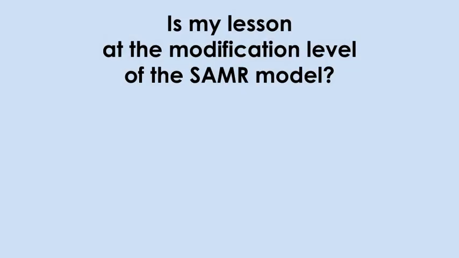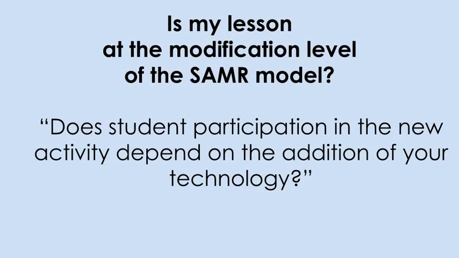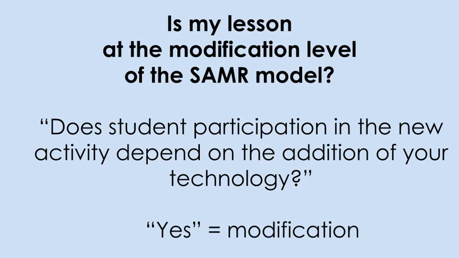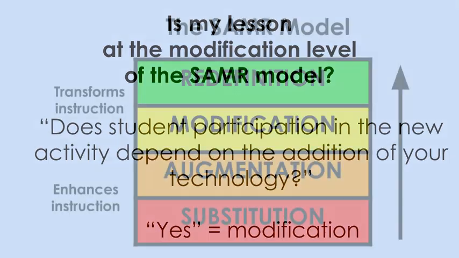To identify whether one of your current lessons uses a modification level, ask yourself the following question. Does student participation in the new activity depend on the addition of technology? If the answer is yes, this would indicate that this lesson is currently at the modification level.